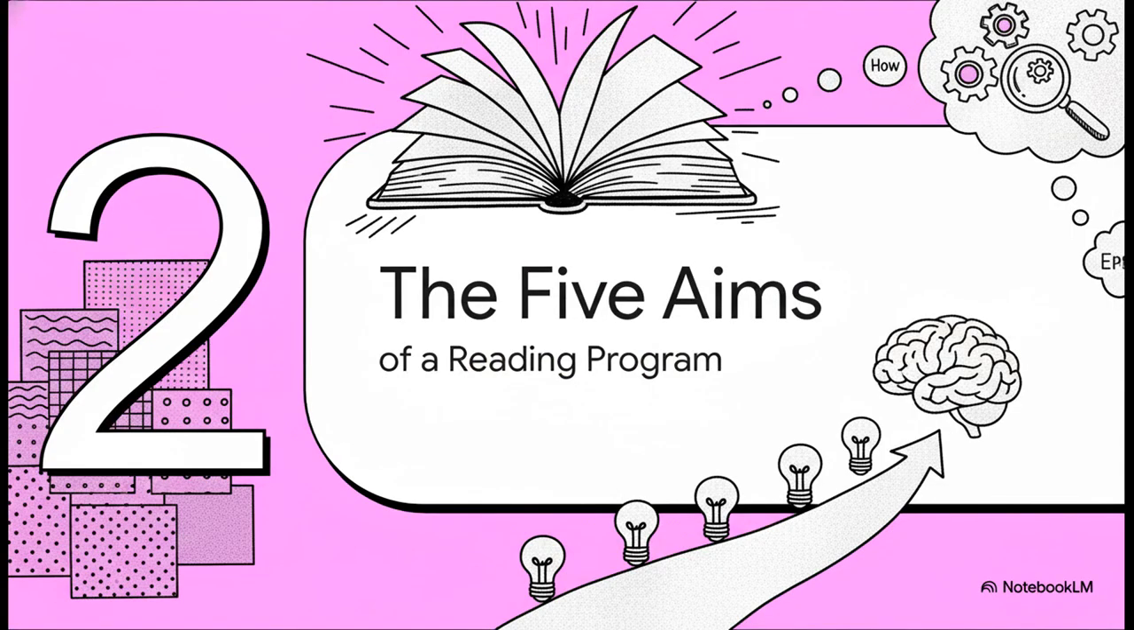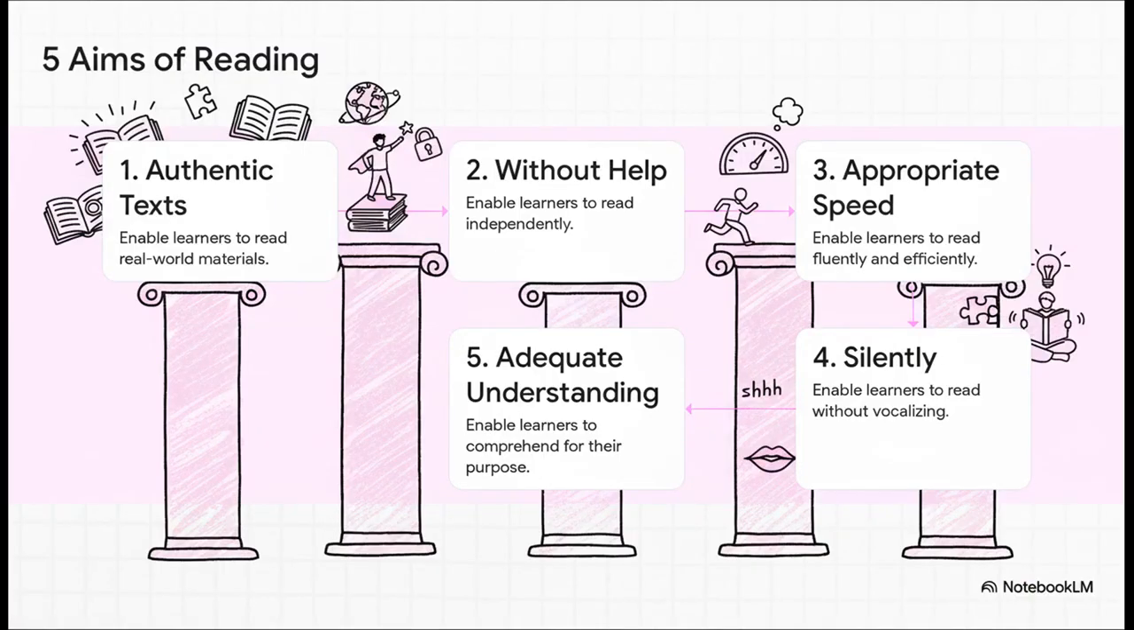So we've covered the how, but what about the why? This brings us to the bigger picture. What are the ultimate long-term goals of any really effective reading program? What are we trying to achieve here? Turns out there are 5 core aims.